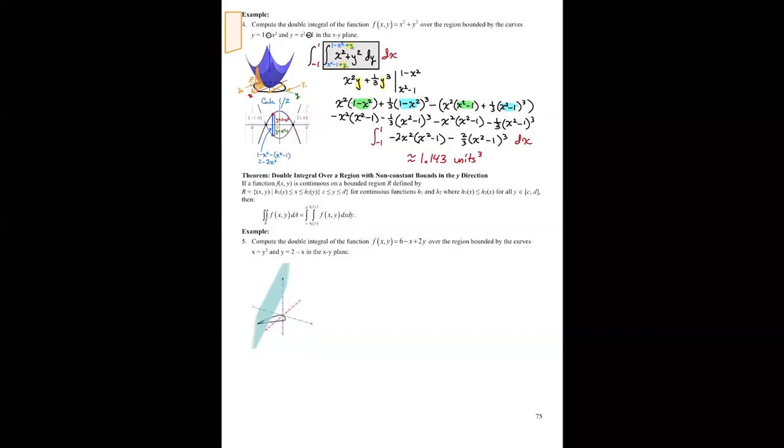Double integral of the function f of xy equals 6 minus x plus 2y. That lends itself to rectangular coordinates, at least based off of that. Over the region bounded by the curves x equals y squared and y equals 2 minus x in the xy plane. In terms of setup, it's pretty straightforward. It's just, again, like everything else, what are we going to do with this?